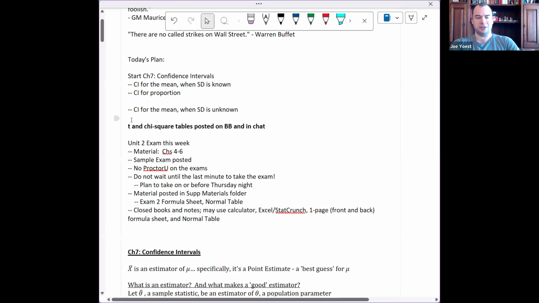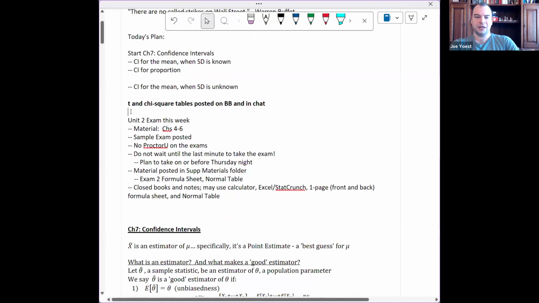You might want to download those and save them to your desktop, something like that. But if you lose track of them, they're also posted on Blackboard in the supplemental materials folder, in the chapter 7 and 8 subfolder. So go to supplemental materials, chapter 7 and 8, and you should find them in there as well. And of course, they're in your textbook in addition to all of that, but this way you have them in an easy portable PDF form.